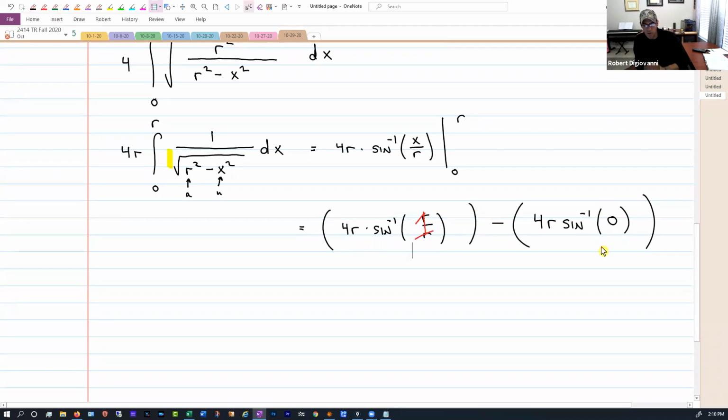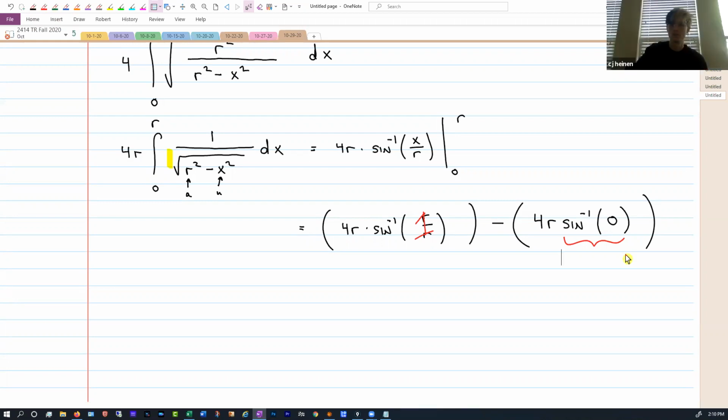So let's start with the one on the right. Arc sine of 0 is saying, what angle do you plug in on the unit circle to get a y coordinate of 0? What angle? 0. So that whole thing is 0.